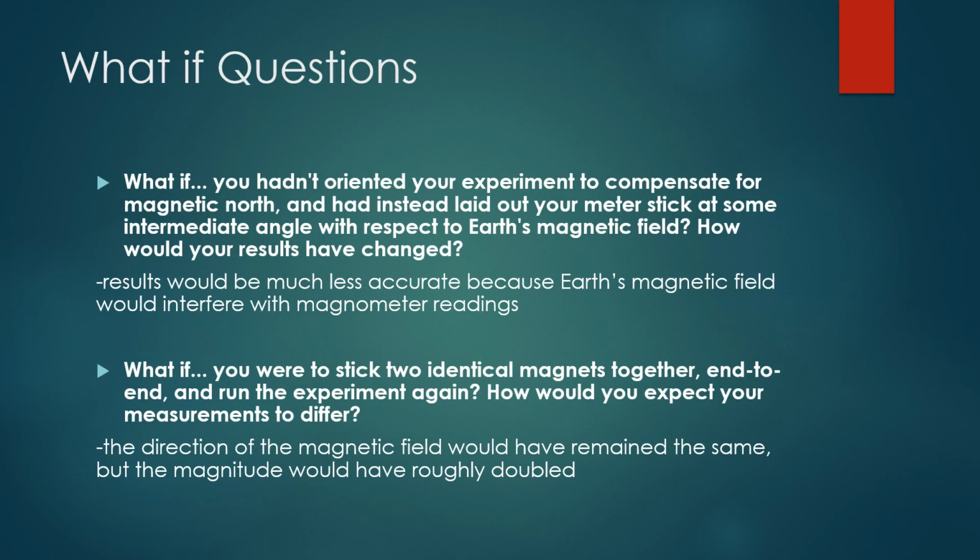What if we had oriented the experiment to compensate for the magnetic north? If we didn't do that, then the results would be much less accurate because Earth's magnetic field would interfere with the magnetometer readings. Additionally, if we were to stick two identical magnets together, then the direction of the magnetic field would have remained the same, but the magnitude of the magnetic field would have relatively doubled.